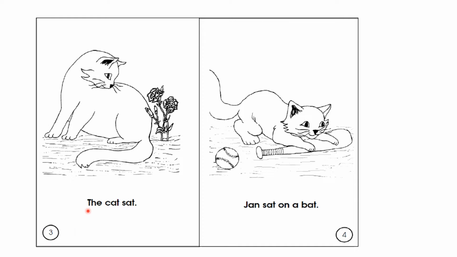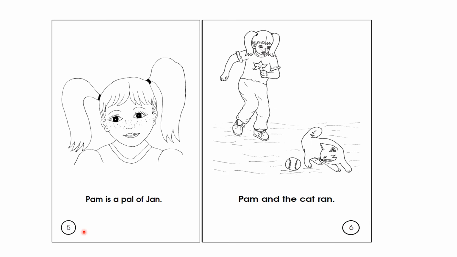Page 3. The cat sat. Can you see this sound? The cat sat. Jan sat on a bat. Here's a bat. Jan sat on a bat. That was page 5.